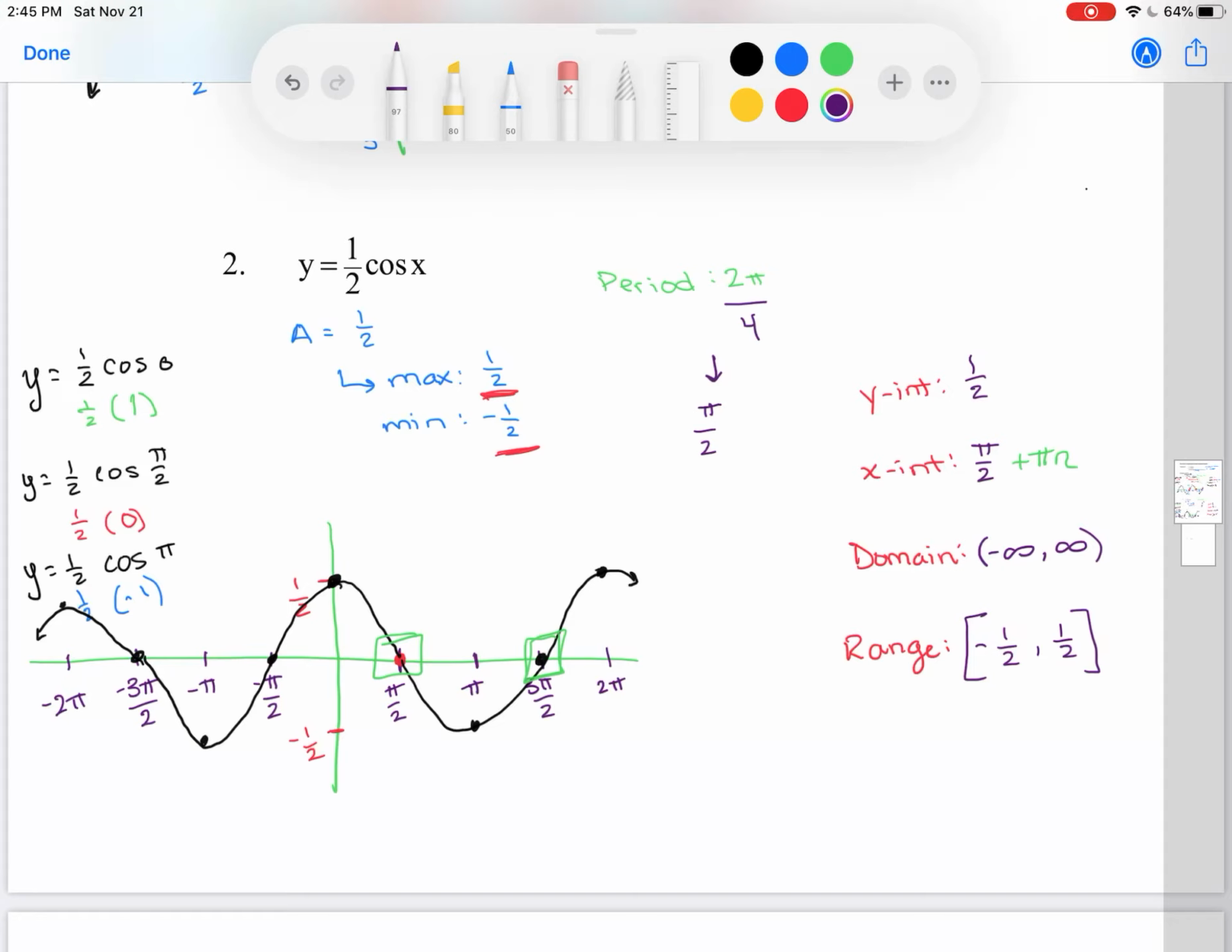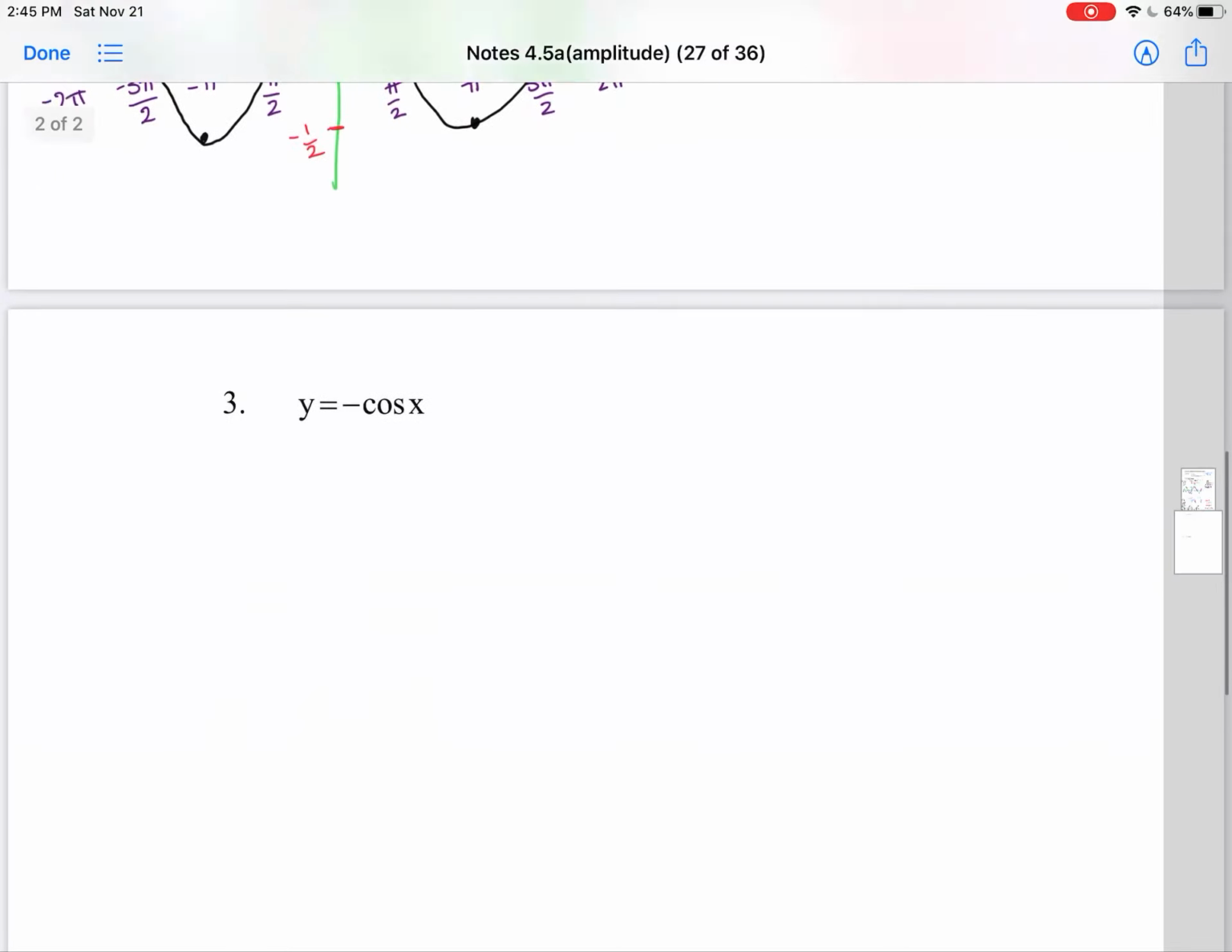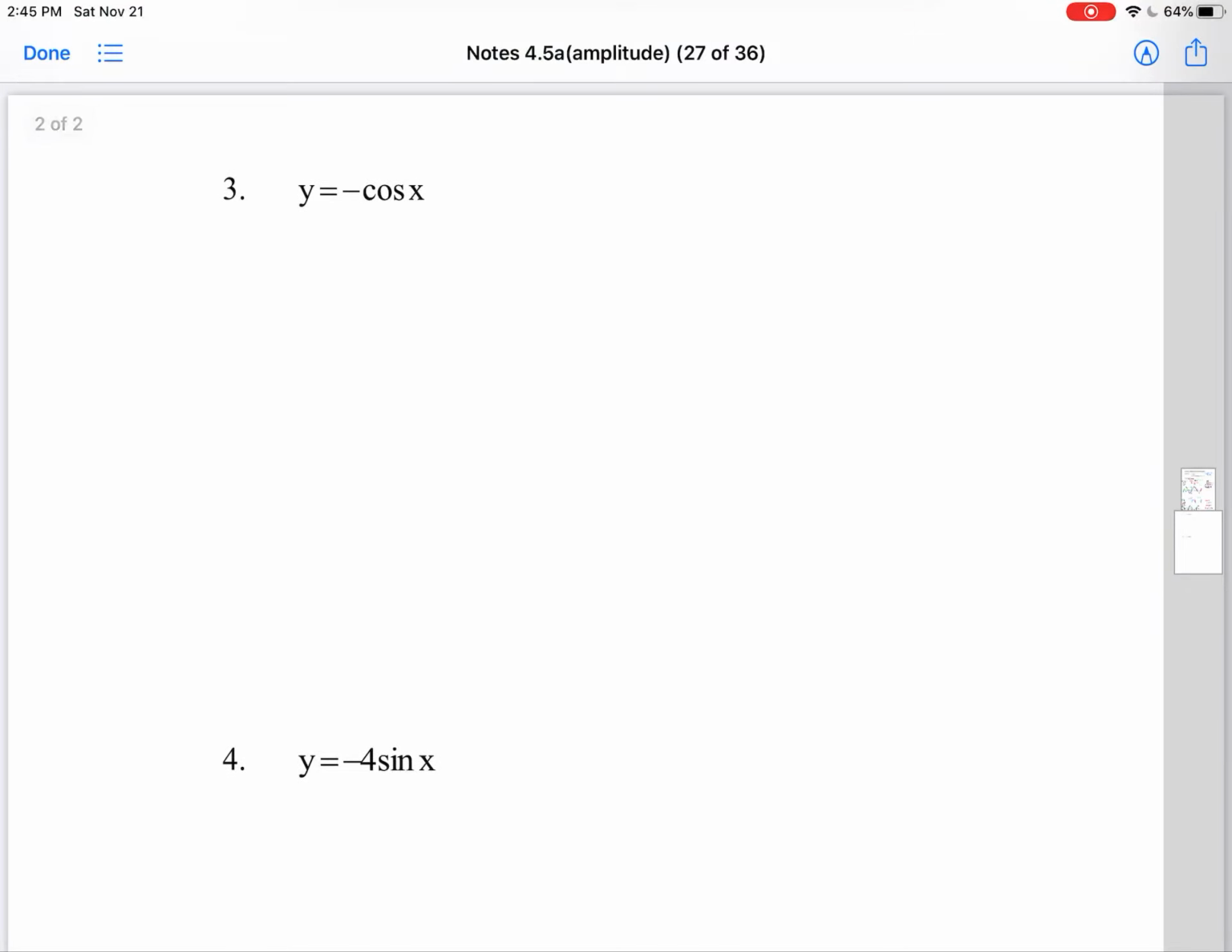Domain, x values from left to right. So your x values are negative infinity to positive infinity. And then our range, again, remember the amplitude helps us with our range. It's going to go from negative 1/2 to positive 1/2. And there you have it.